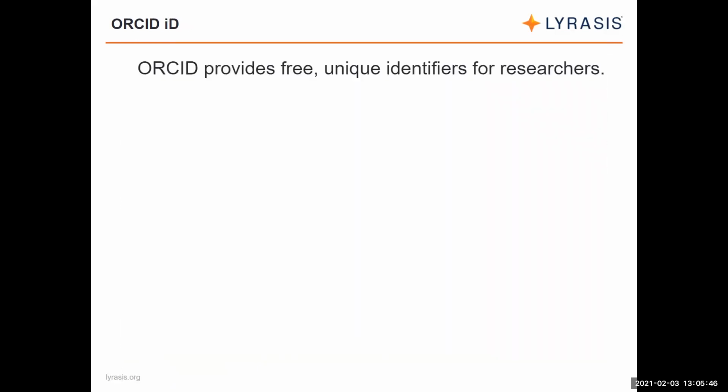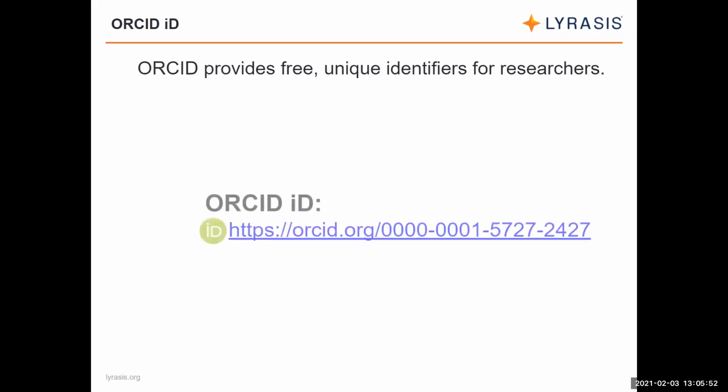So to meet this vision, Orchid provides a free, persistent digital identifier called an Orchid ID for researchers that also serves as a record of their affiliations, activities, funding, and works. So an Orchid ID is a 16-digit number that is unique to each person, regardless of what their name is or if their name changes over time. Anyone can get their own Orchid ID for free.